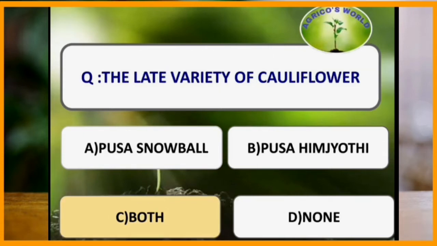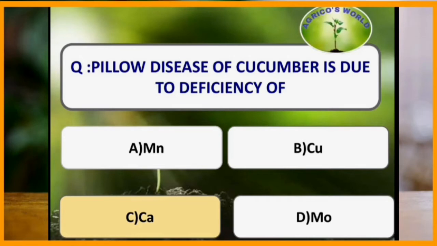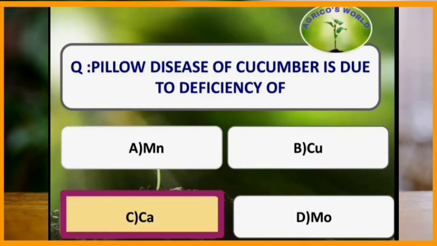What is the late maturing variety of cauliflower? The late variety of cauliflower are Pusa Snowball and Pusa Himjyoti. Both of these are the late maturing varieties of cauliflower. Pillow disease of cucumber is due to the deficiency of which of the following nutrient? The calcium deficiency in cucumber leads to the pillow disease.